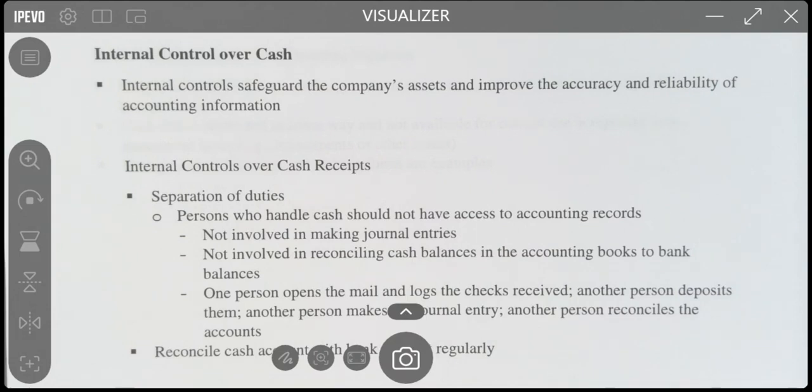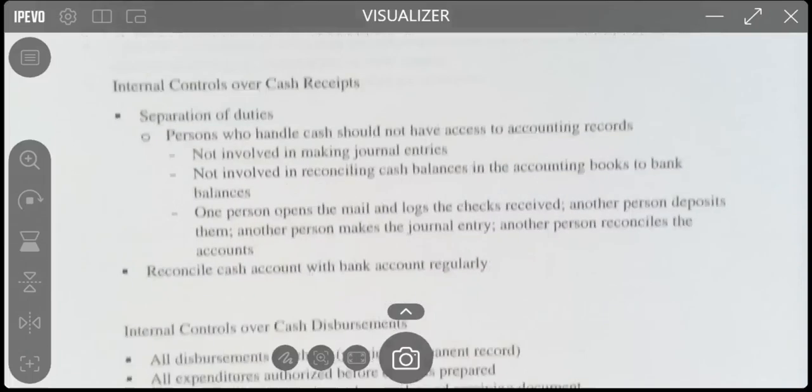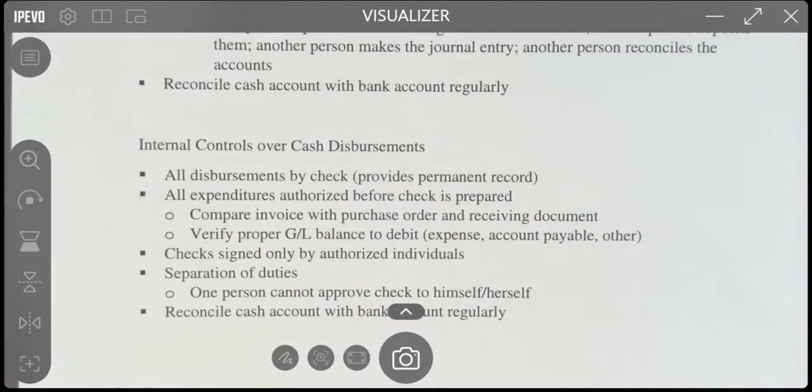Another internal control over cash receipts is that we reconcile the cash account with the bank account regularly, usually monthly. Internal controls over cash disbursements. In general, all disbursements should be by check. This provides a permanent record of the disbursement. All expenditures are authorized before the check is prepared. We compare the invoice with a purchase order and a receiving document. We verify proper general ledger balance to debit: the expense account, the accounts payable, other.